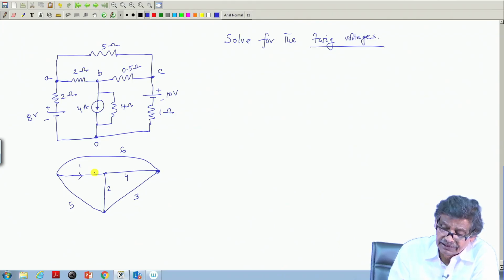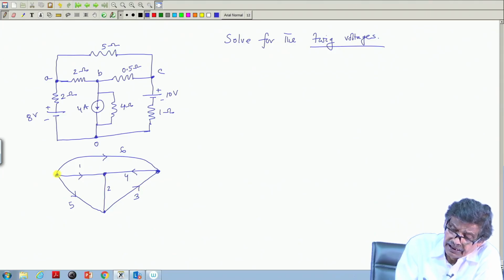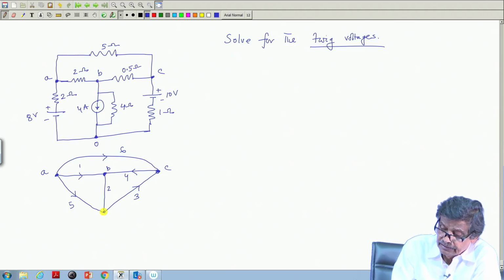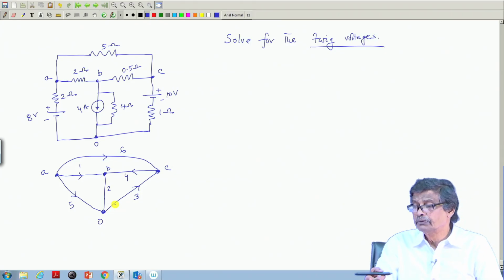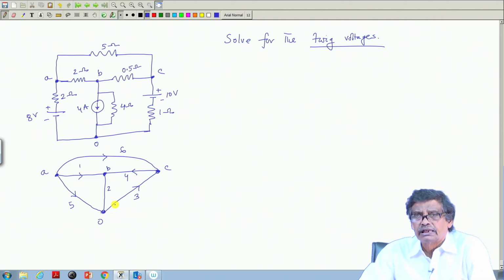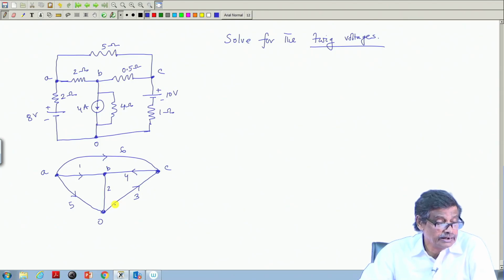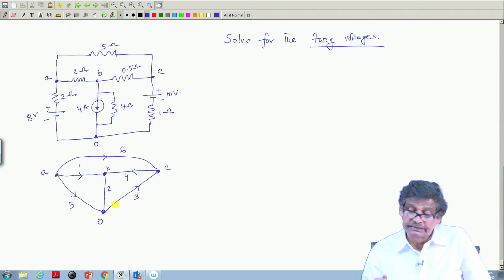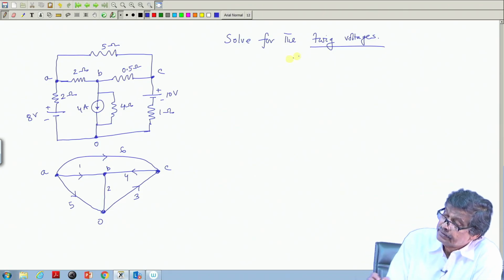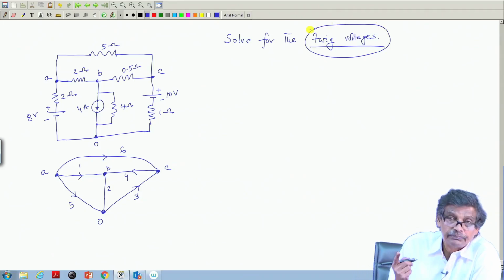Then I have to make a directed graph, that is, we are in effect assuming the direction of the current, which I am allowed to do. Suppose this is the direction, this way I assume; this is 6, this is 4 and this is 3. The node names I do not change: A, B, C, and this is O. If I know the twig voltages, then all other branch voltages can be found out. If you know the twig voltages, you have almost solved the circuit; that is the whole idea. In this case, I have to choose a tree, because twig voltage is involved.